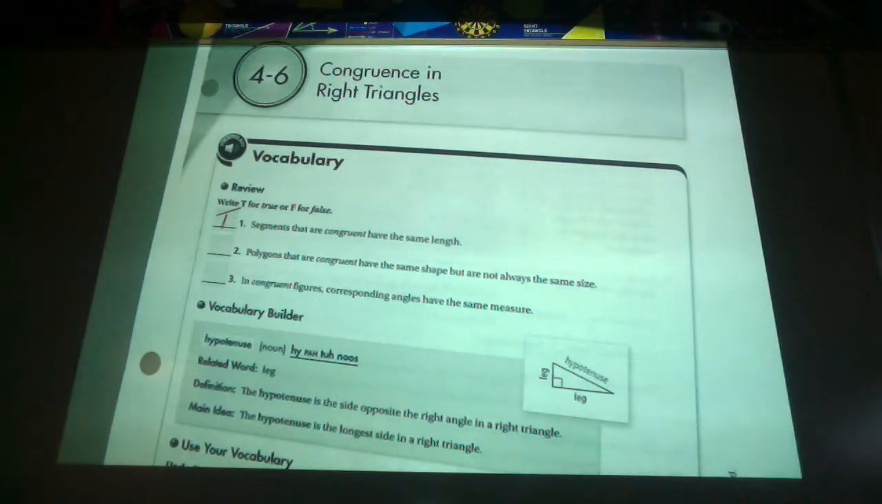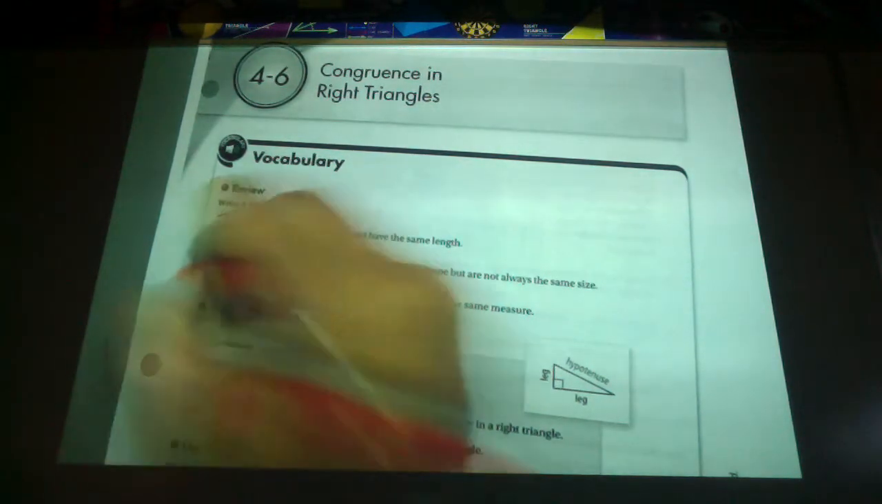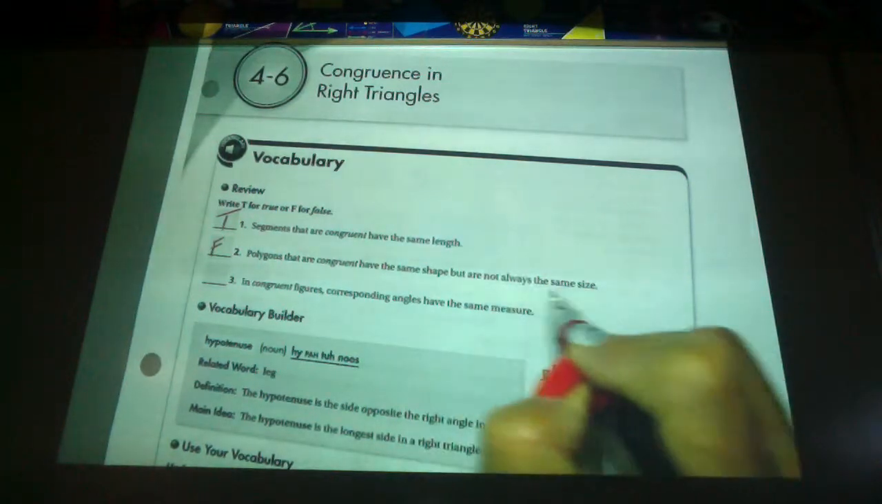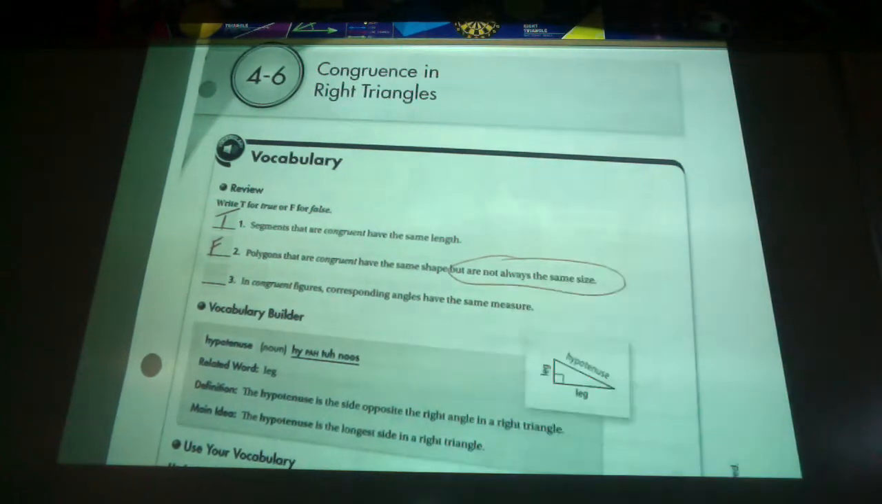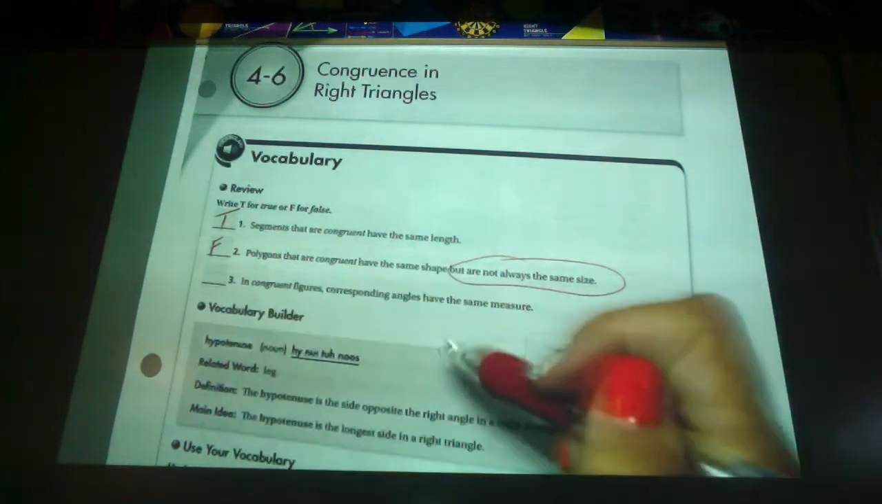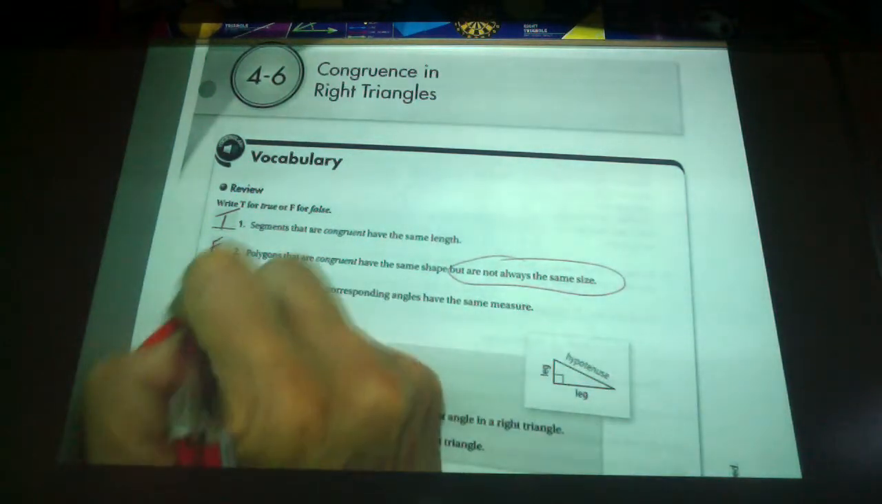Polygons that are congruent have the same shape, but are not always the same size. True or false? That is false, because they must have the same shape and the same size. We're going to be doing similar figures one of these days, and then that would be the definition of a similar figure. In congruent figures, corresponding angles have the same measure. True or false? Yeah, in congruent triangles, corresponding angles have the same measure, so that's true.